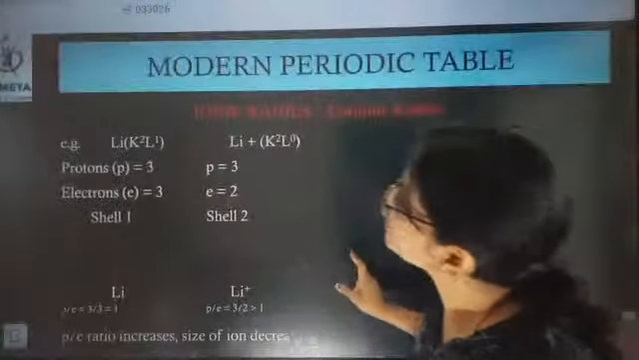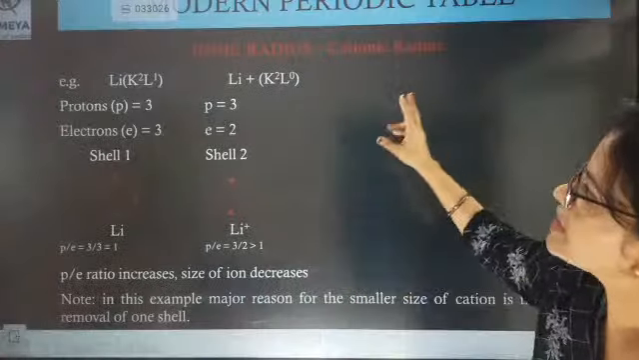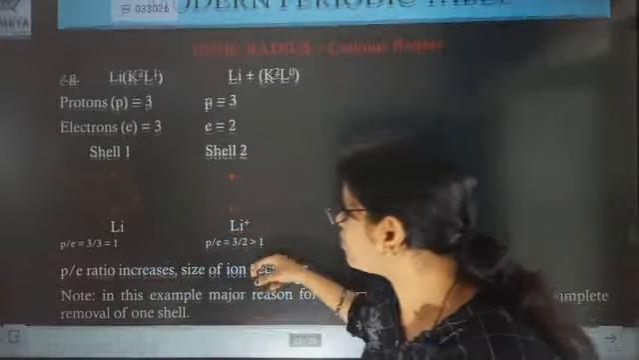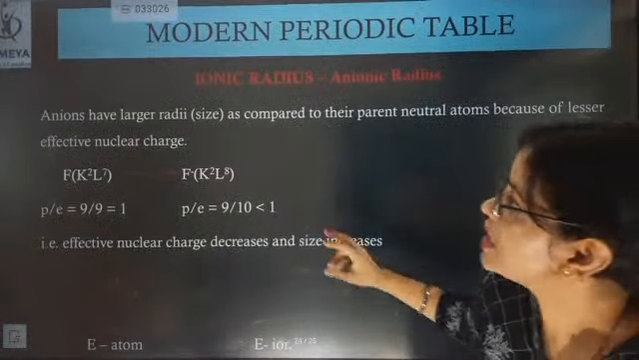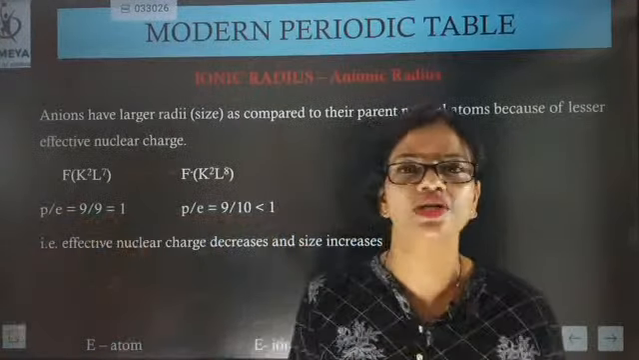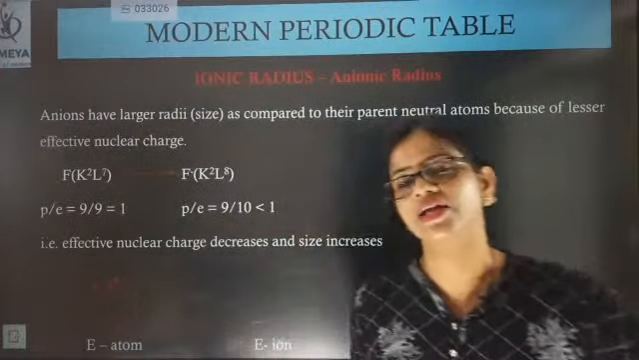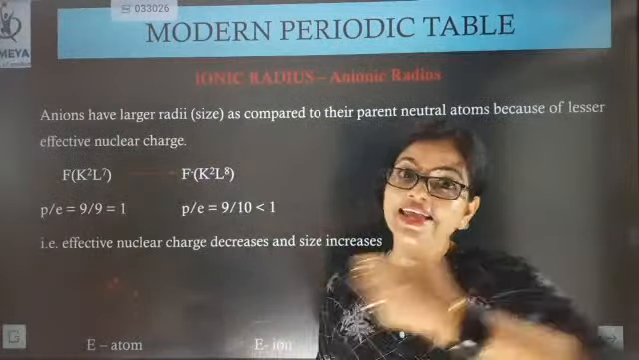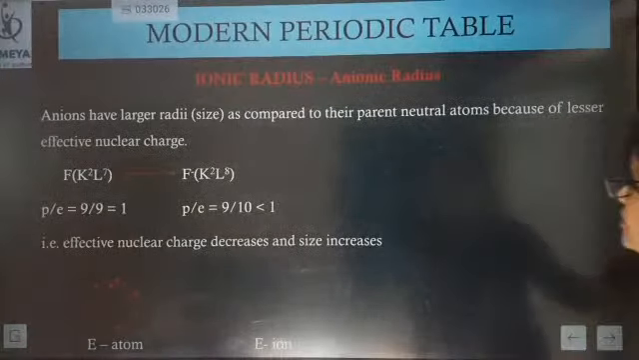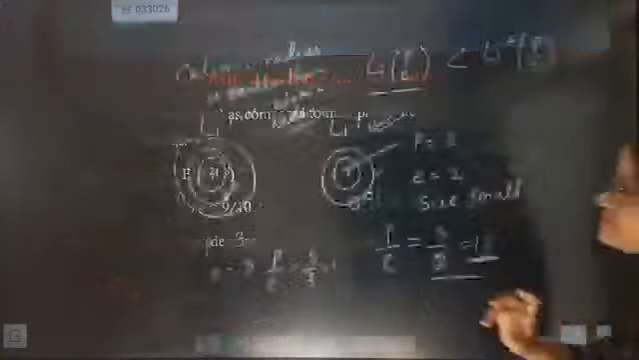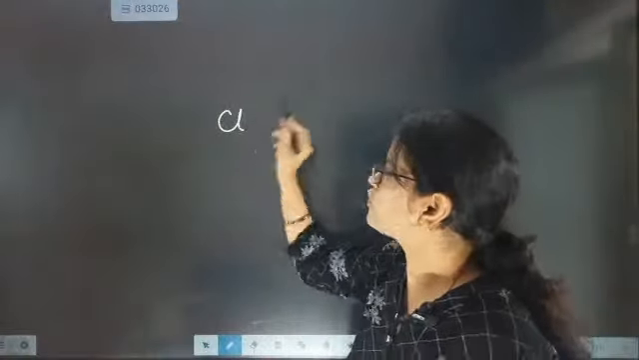Now next I am going to talk about ionic radius. Cationic radius we have discussed, that is the structure one. Now ionic radius is just the opposite. In ionic radius, you are taking electrons. For ionic radius, let us take the example of chlorine.